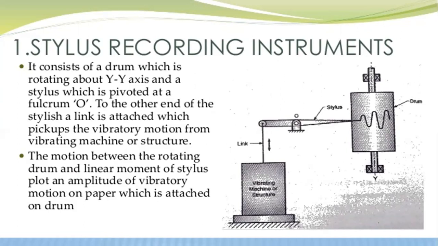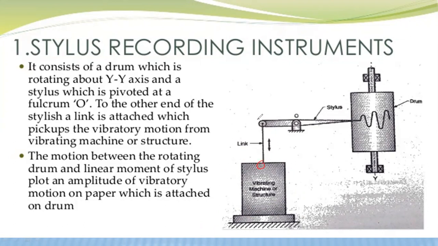So first, vibrating measuring instruments: the stylus recording instrument. In this stylus recording instrument, you can see the different constructional details. First of all, we can take the vibrating machine. In this vibrating machine, our structure is fixed on the base. And next, a link is connected through the vibrating machine to the stylus.